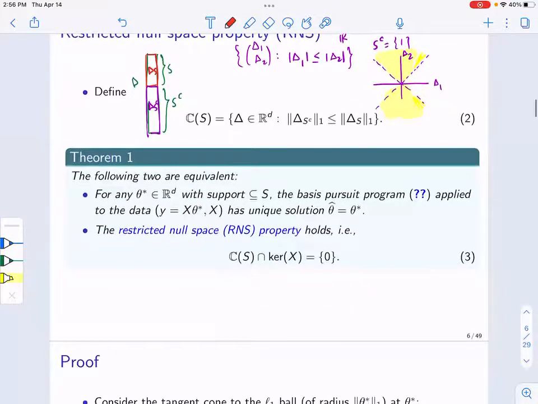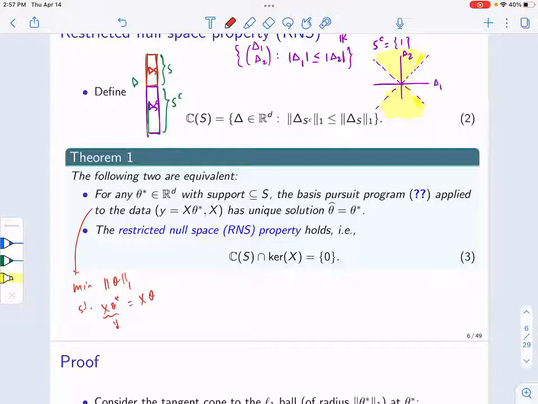So, having defined this cone, we have this result. For any theta star in R^d with support in S, the basis pursuit L1 minimization applied to the data, which is y equal x theta star. So basically what this is saying is that if I solve the problem, minimize the L1 norm of theta subject to x theta star being equal to x theta. So this is y. This is what I observe. If I solve this problem, it has a unique solution, which is going to be theta star.